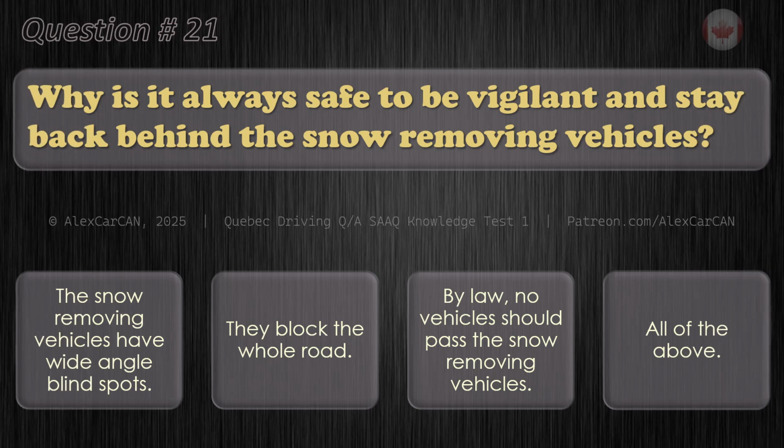Question number 21. Why is it always safe to be vigilant and stay back behind the snow-removing vehicles? The snow-removing vehicles have wide-angle blind spots. They block the whole road. By law, no vehicles should pass the snow-removing vehicles. All of the above. The correct answer is: the snow-removing vehicles have wide-angle blind spots.